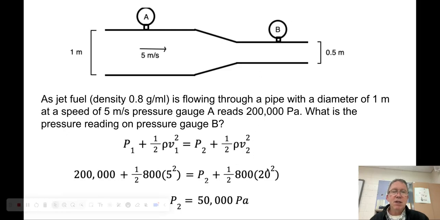And here's my density, and here's my new velocity. And I see that it would be 50,000. So whereas this one was 200,000, P2, this one was 200. Okay, I thought, why is it bigger? It's not bigger, it's smaller. This one got smaller, as we would anticipate it to do.